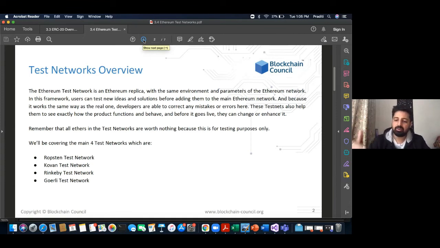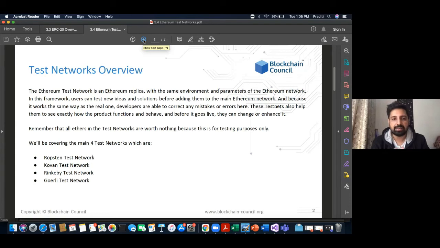Ethereum says the way transactions happen on my public network, they should happen exactly the same way on a private network as well. If you have to pay on a public network to do transactions, then you are going to pay on the private network as well. Though you are not going to pay with real ethers on the private network, you are going to play with dummy ethers. But the way the network functions is exactly going to be the same, with the same environment and parameters of the Ethereum network.